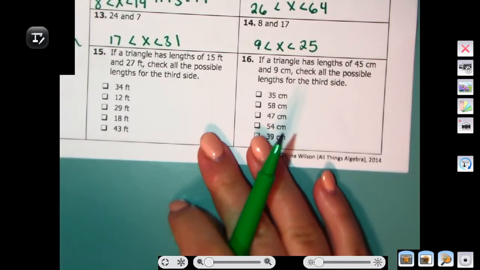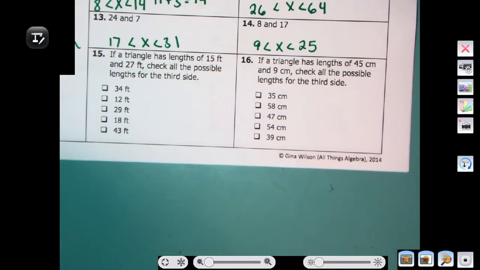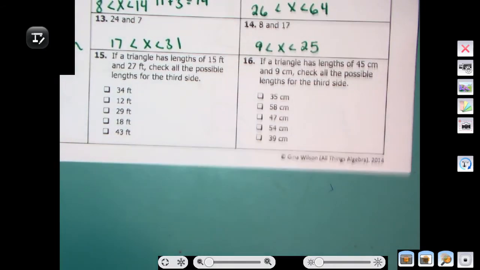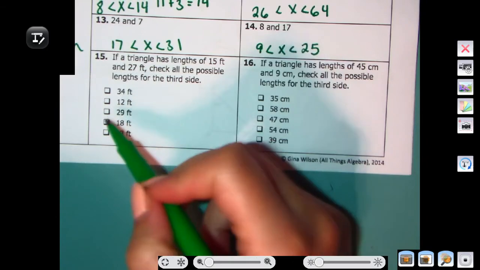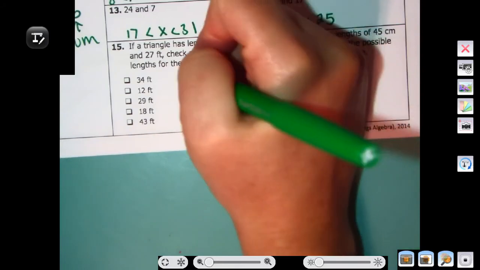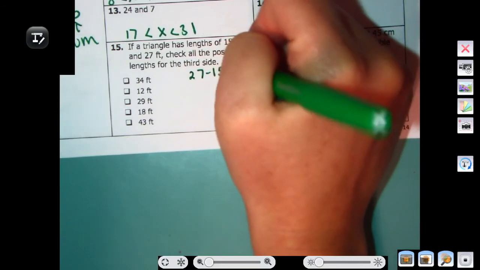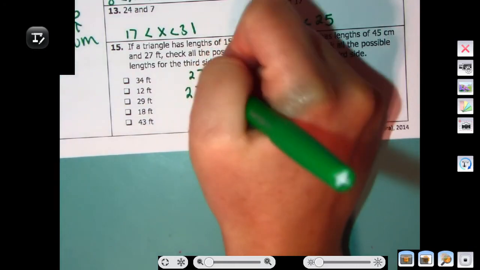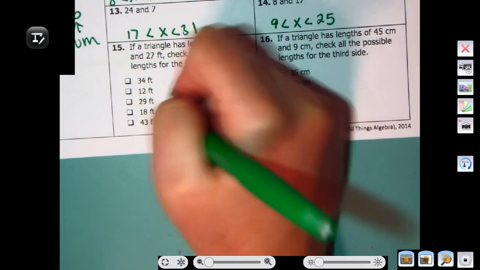So 15 says, if a triangle has lengths of 15 feet and 27 feet, check all the possible lengths for the third side. So we want to now know our range for that third side. We're going to do the same thing as before, and now we just might have more numbers that fit into that range. So the first thing I'm going to do is 27 minus 15, which is 12. And then I'm going to add them, 27 plus 15, which is 42. So now I know very easily what my range is.